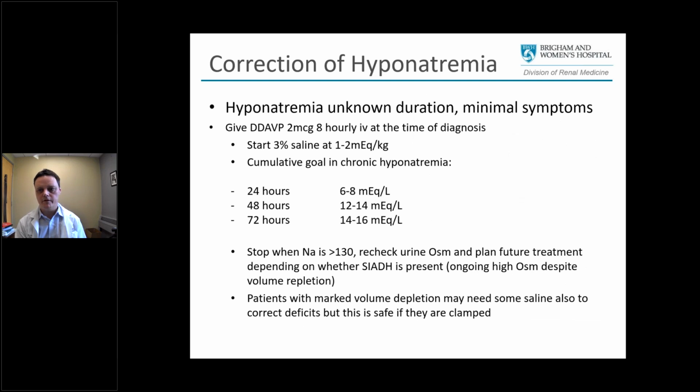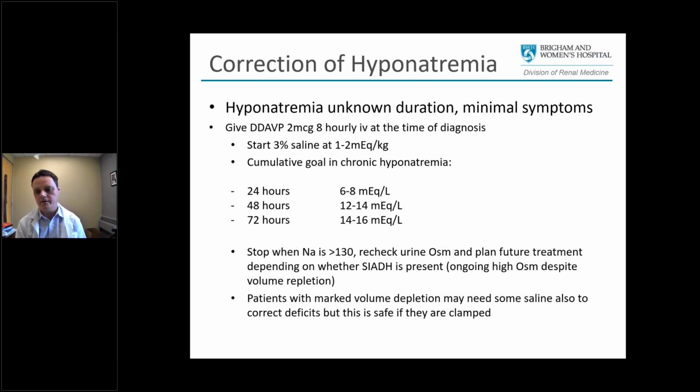If the hyponatremia is of unknown duration with minimal symptoms, we give DDAVP, which is the synthetic ADH, intravenously every 8 hours at the time of diagnosis, start 3% saline, and then plan to increase the serum sodium concentration by 6 to 8 in the first 24 hours, 12 to 14 in the second, and 14 to 16 in the third. We stop everything when the sodium is greater than 130.